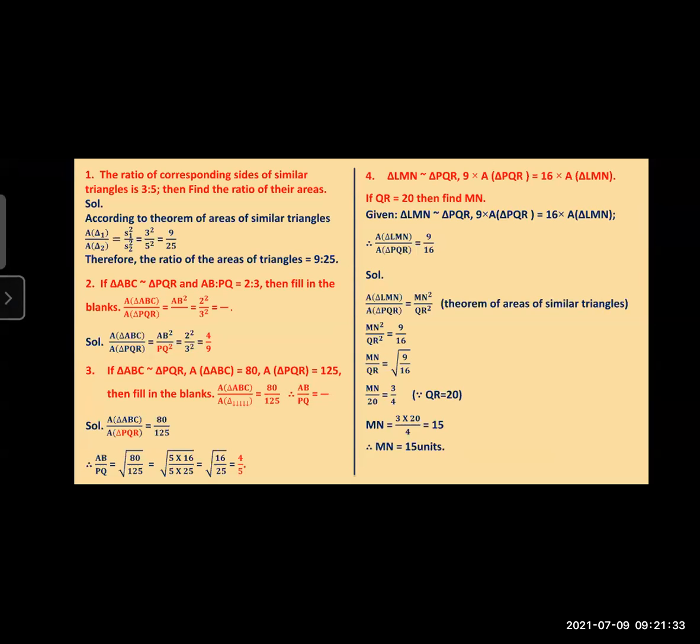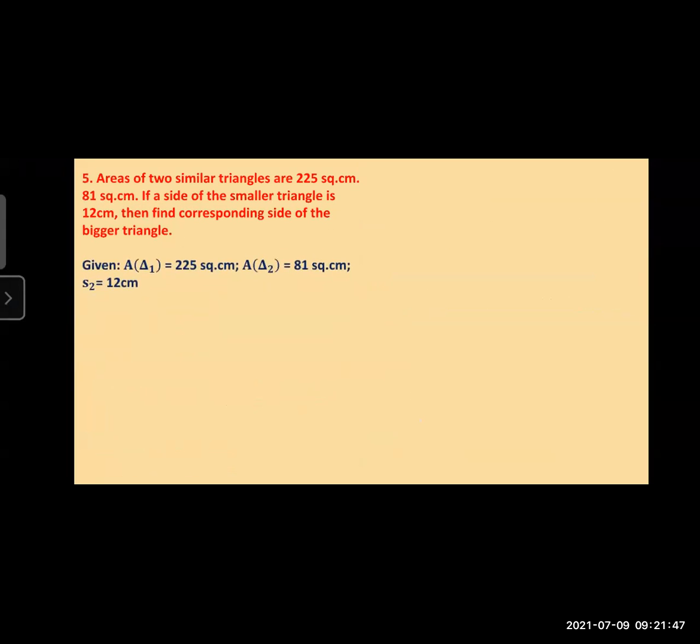Taking square root, and one value QR is given, and the ratio of the areas of the triangles is given. Cross multiplying, and then we find the MN value. Clear? Now next question. Question number 5.